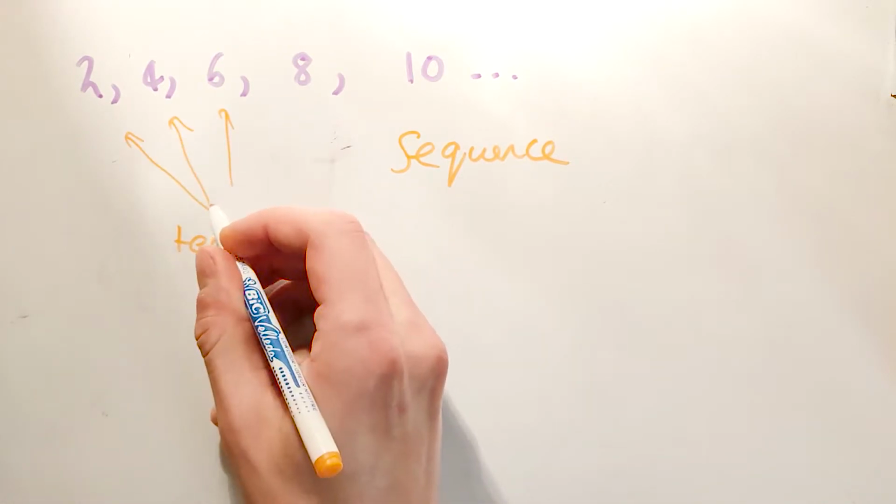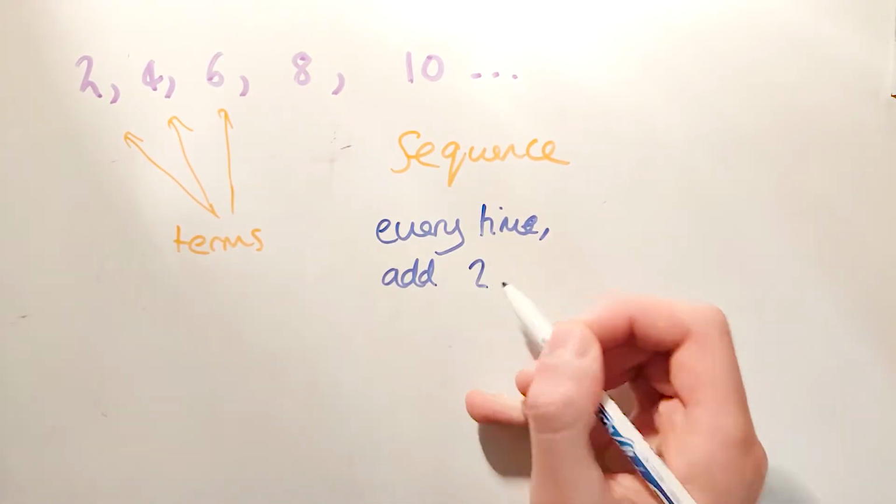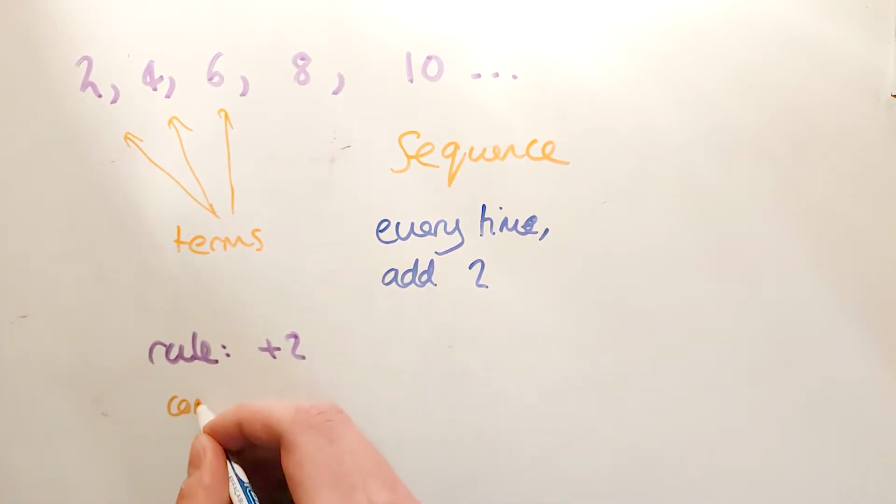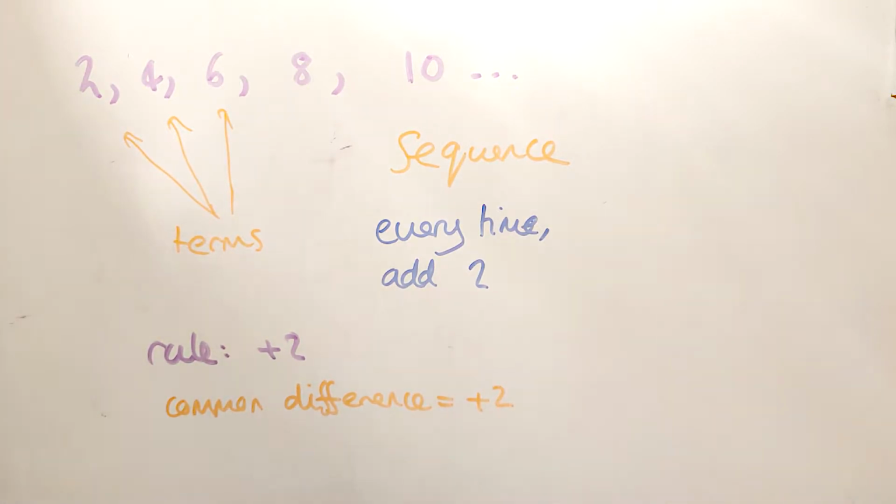Sometimes the sequence will be defined by a term-to-term rule, which shows you how to find the next term from the previous. For this one, we add 2 every time. We can say there's a common difference of 2.